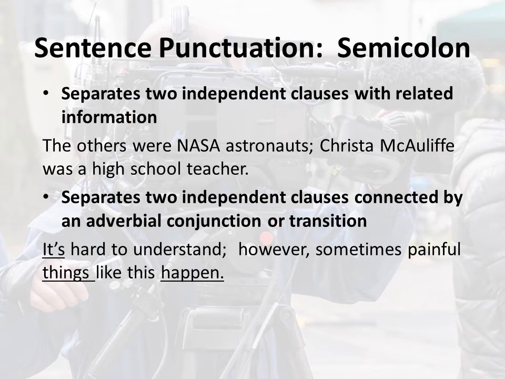And so we could put a period here, but in front of some of those words like however, also, furthermore, sometimes it's better to put a semicolon. So we have the subject and verb it's, and then we have semicolon and things happen. We're just adding the transition however with a comma. So it reads, it's hard to understand, semicolon, however, comma, sometimes painful things like this happen.